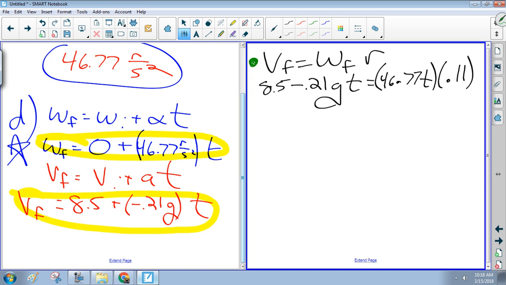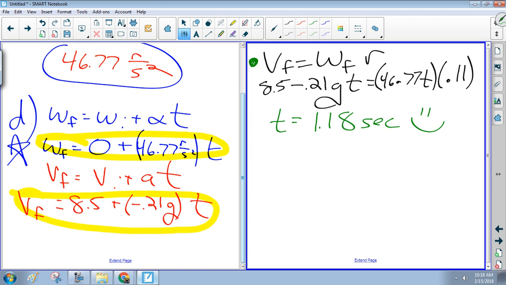Then all I did is I plugged in these two yellow equations over here, times R, and the R is 0.11, right? Follow? Patrick, is this basically what you did? Yeah. Cool. Everybody good? All right, so solve this thing. What does the time turn out to be, Patrick? 1.18 seconds. Awesome. Everybody cool with that?